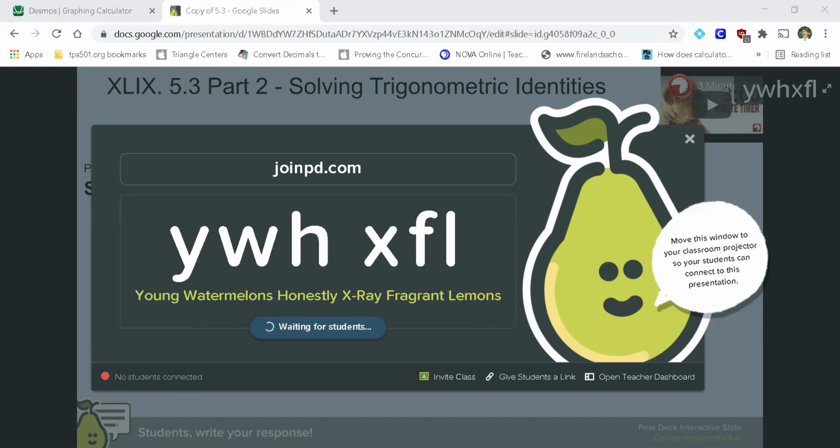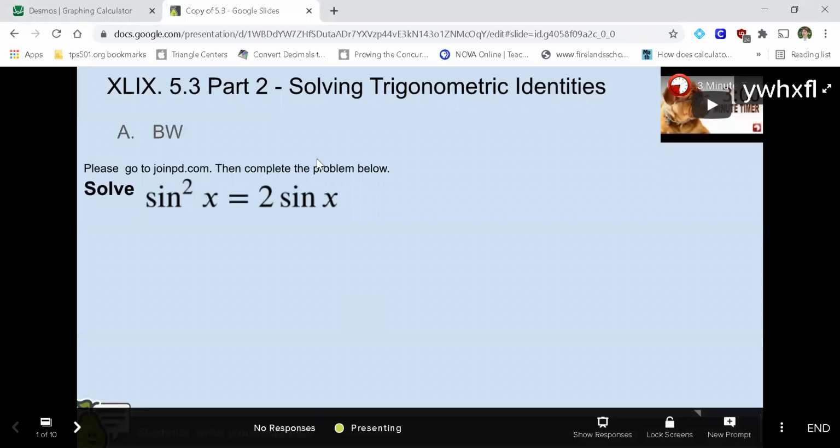So for bell work today, the code is YWHXFL. You need to solve this for X. I'll give you 3 minutes to try it on your own, and then we'll go over it.